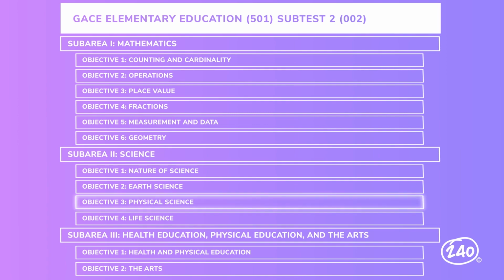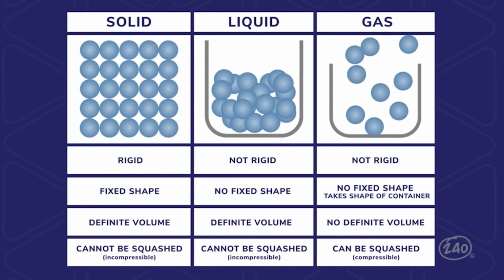Next on the list is physical science. You'll need to be able to describe objects in terms of their properties, which is just a different way of saying you'll need to know the characteristics of matter. Let's start with naming the states of matter: solids, liquids, and gases. The properties of each include knowing that a solid has a fixed volume and shape. A liquid, it has a fixed volume, but not a fixed shape. And a gas has neither, not a fixed volume, not a fixed shape.